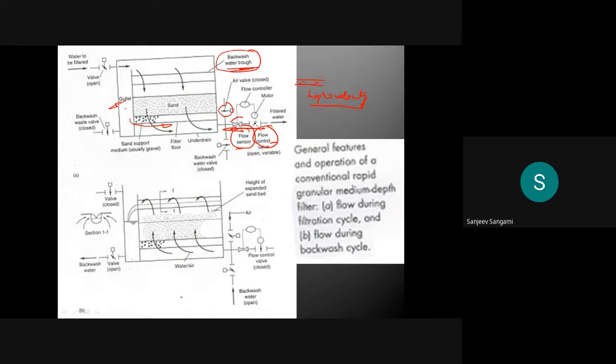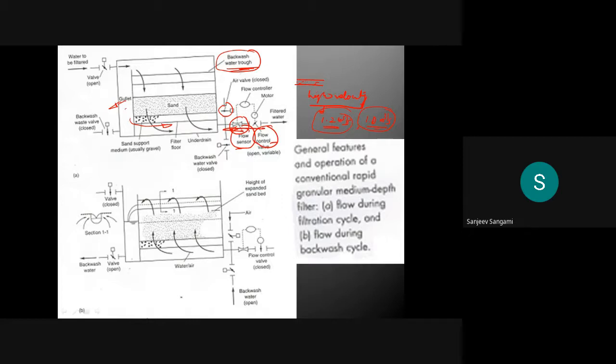Then you have to provide one flow sensor here. The flow sensor has to give the value, for example 1.2 meter cube per second as the flow rate, or whether we are going to 1.0 meter cube per second. So it has to display that value. For that reason, the flow sensor will be adopted.